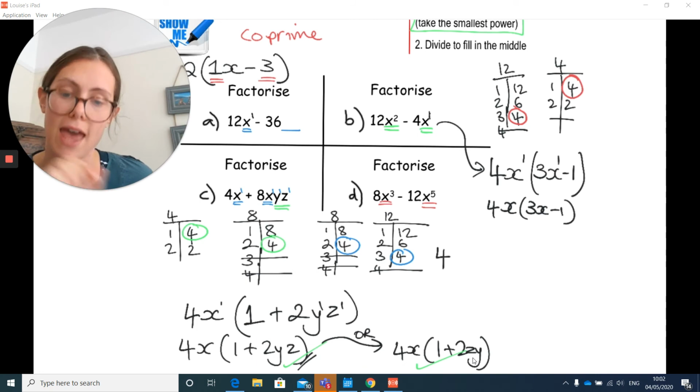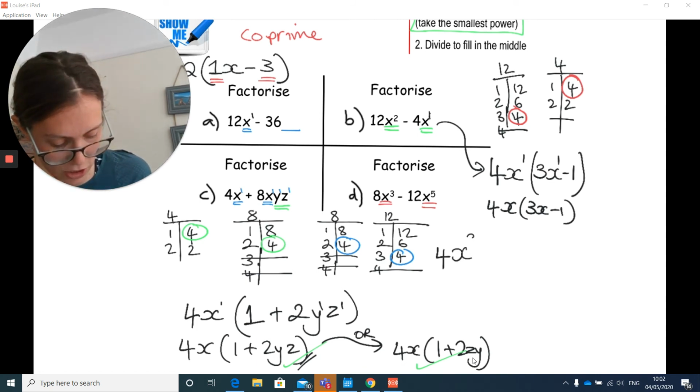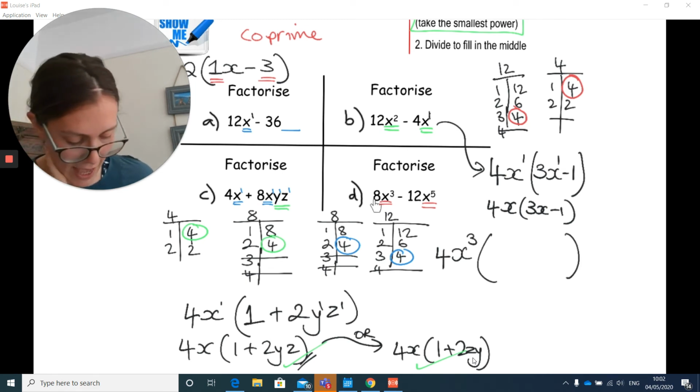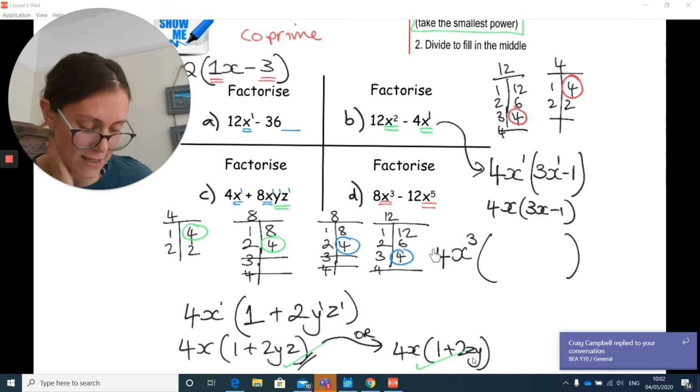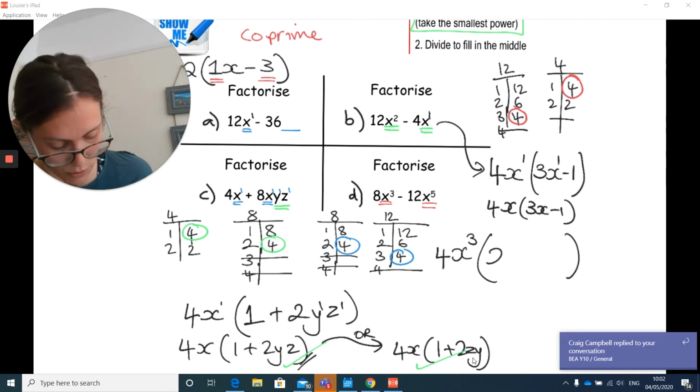X cubed and x to the power 5. So I'm going to take out the smallest power, so I should take out an x cubed. Let's look at what I'd have left inside. Well, I'm going to do the division. So it's 8 divided by 4. 8 divided by 4 is 2. So this should become 2.